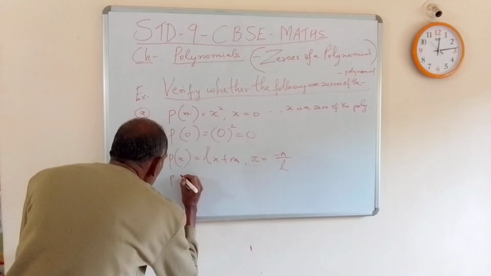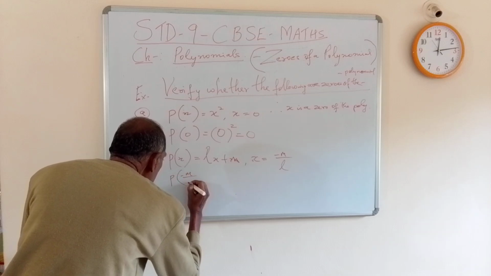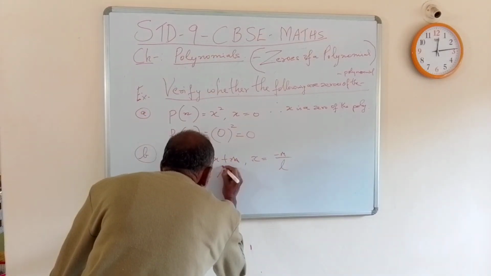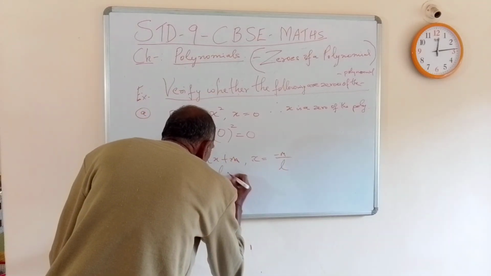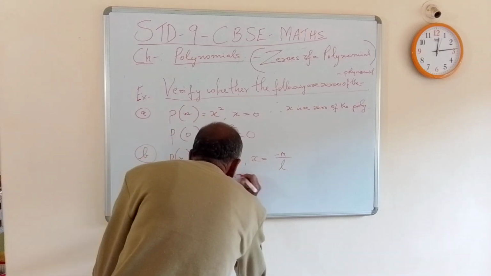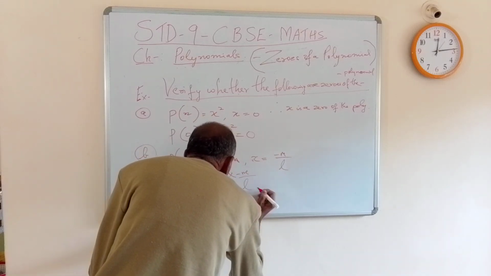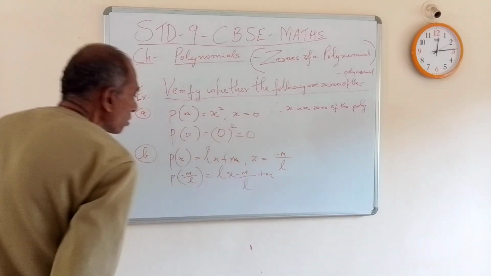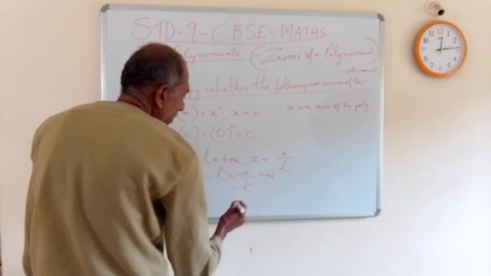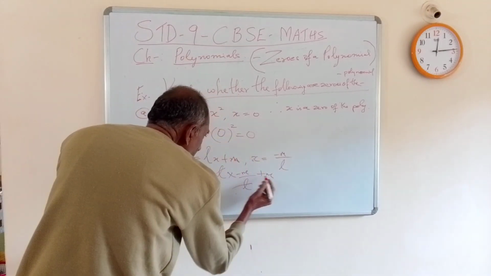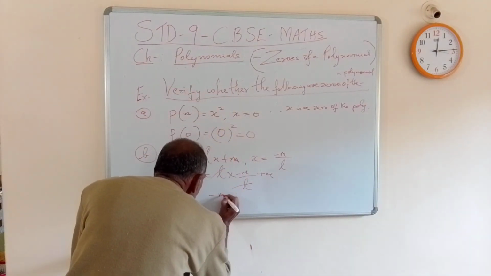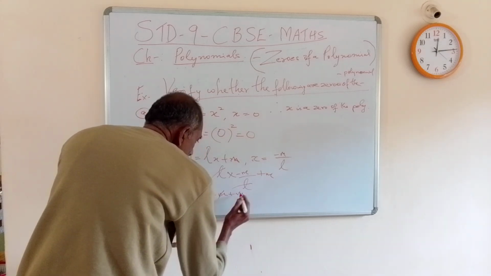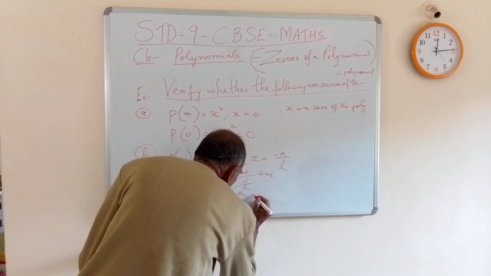p(minus m upon l) is equal to l, x is again this, so l into minus m upon l, plus m. Okay, so here l and l will get cancelled, so what is remaining is minus m plus m. So this also, plus m minus m, will give us 0.